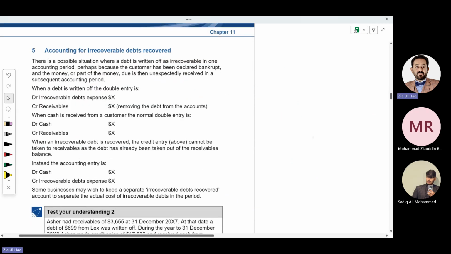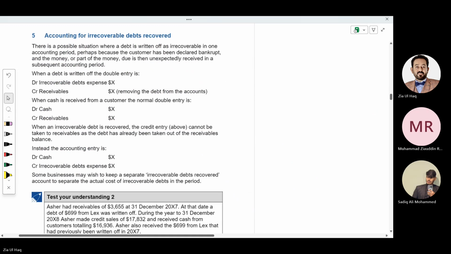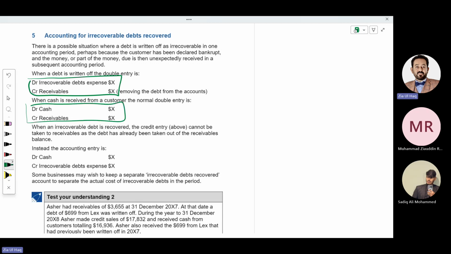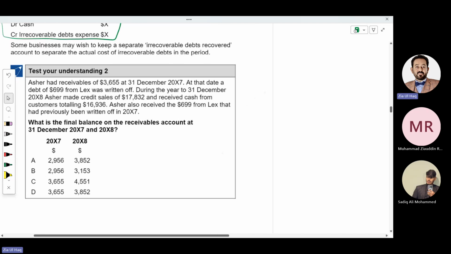Okay, let's move forward. So accounting for irrecoverable debt: expense debit, receivable credit. And if we receive cash from receivable, cash debit, receivable credit. And in rare cases, if we have recorded allowance and we receive cash, so cash debit, irrecoverable debt credit. Let's move towards test your understanding 2.